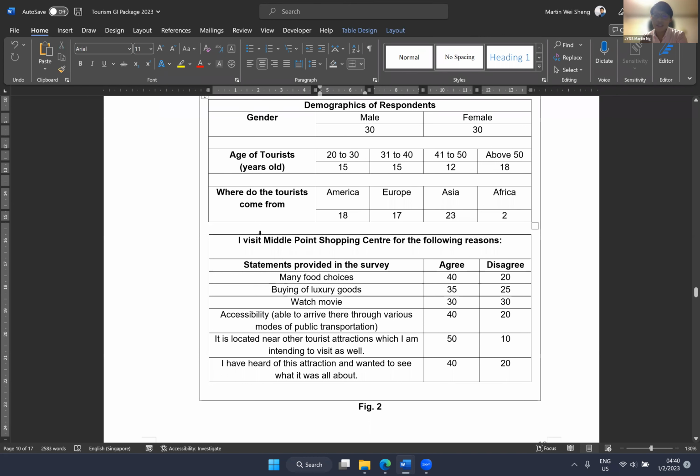And then lastly, the student also asked the following questions. So statements provided in the survey: many food choices, buying luxury goods, watching movie, accessibility.